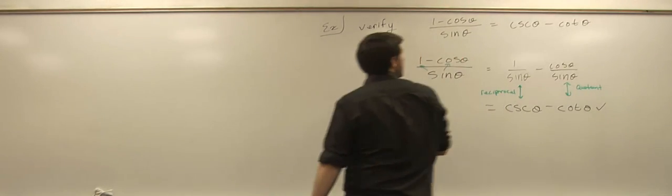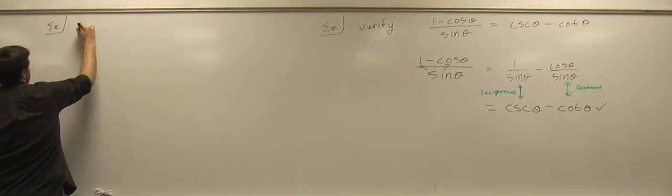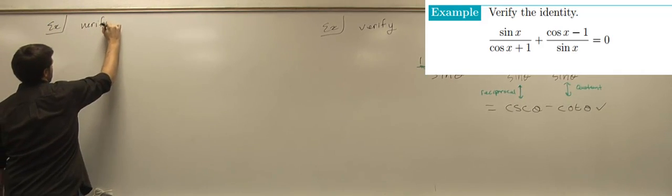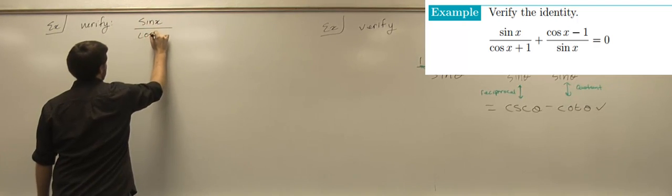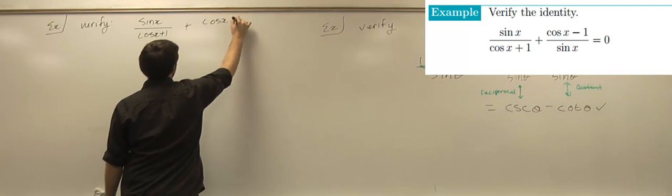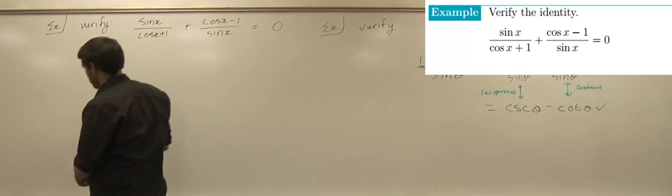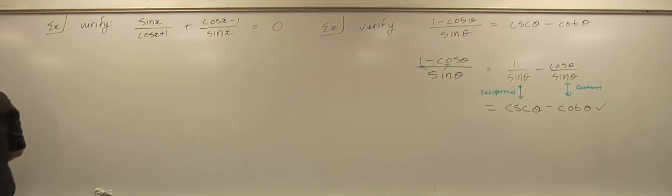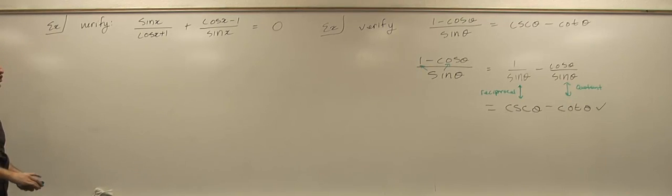Verify the identity. So, sine x over cos x plus 1 plus cos x minus 1 over sine x equals 0. This is my identity. This is what I want to verify. Prove. Establish.